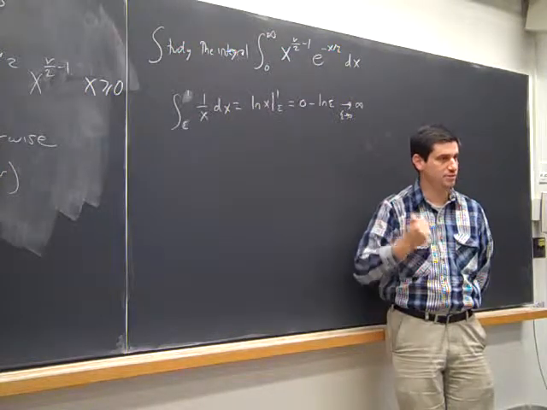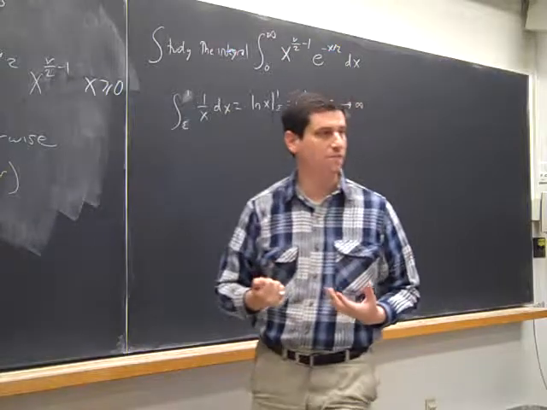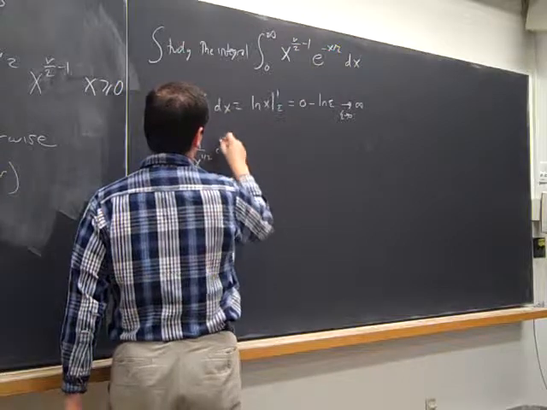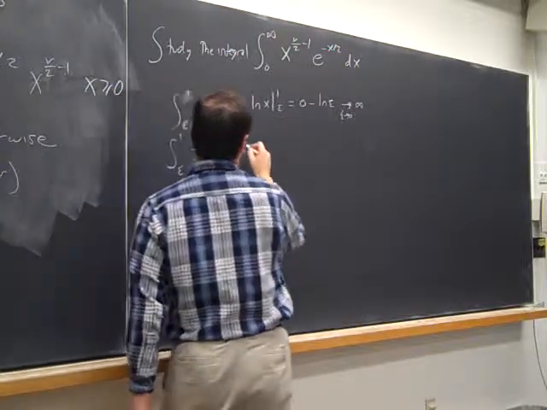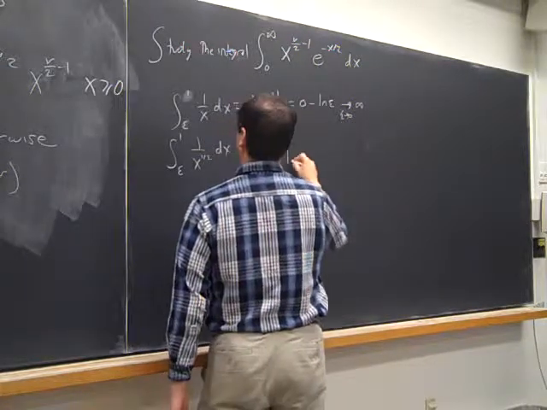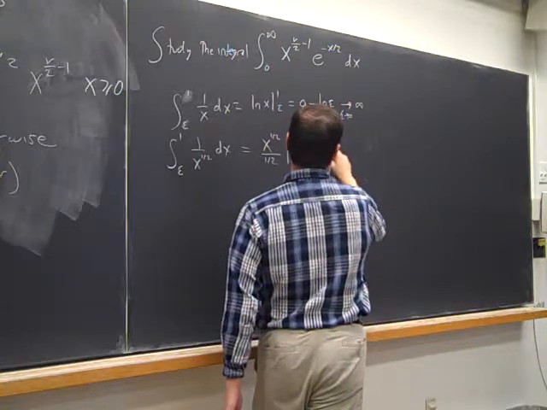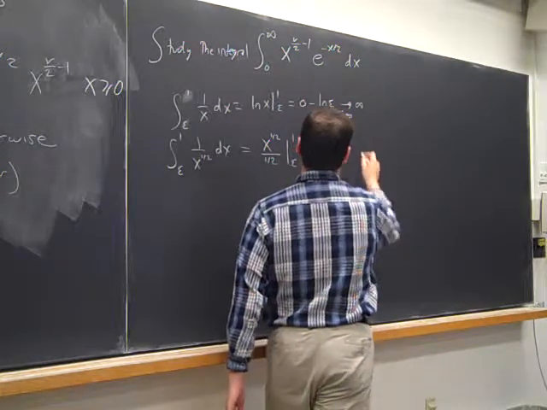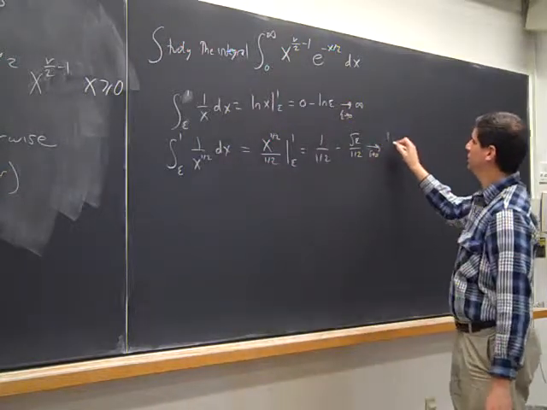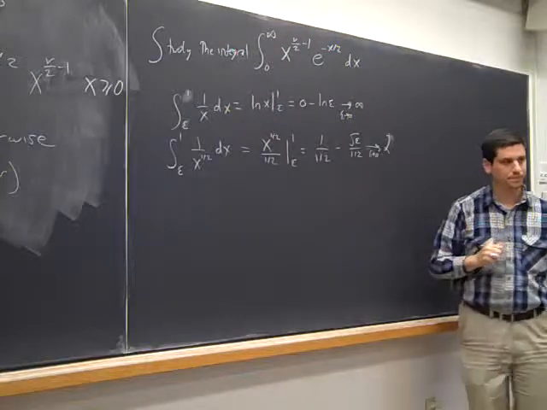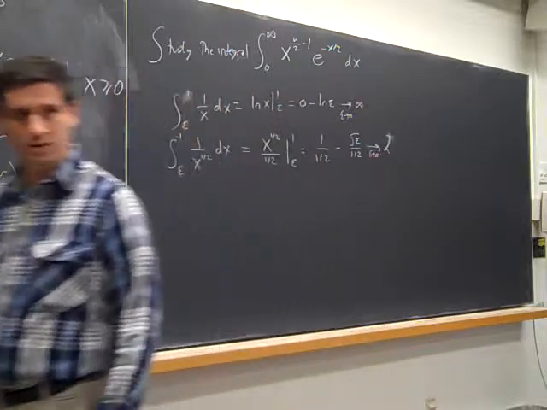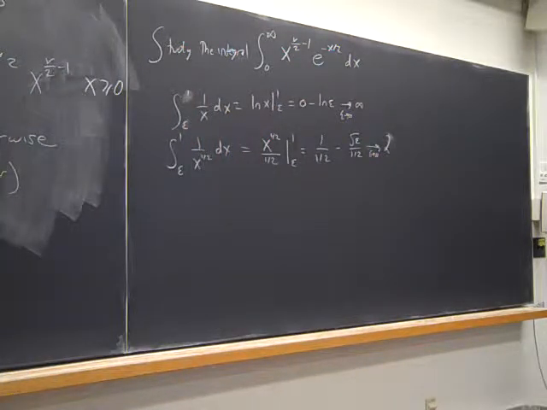1 over square root of x is. If you integrate 1 over x to the 1/2 dx from epsilon to 1, you get x to the 1/2 over 1/2 at epsilon and 1. This would be 1 over 1/2 minus the square root of epsilon over 1/2. And as epsilon goes to 0, that just goes to 2. So as long as the exponent of x is greater than negative 1, we're fine. Okay.